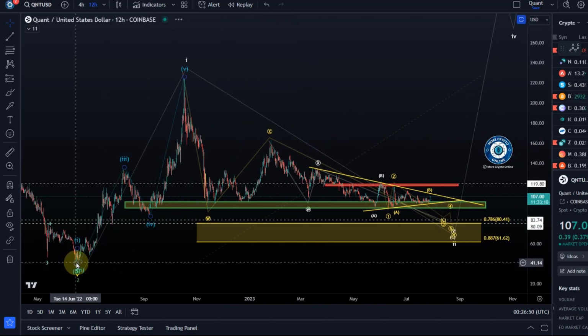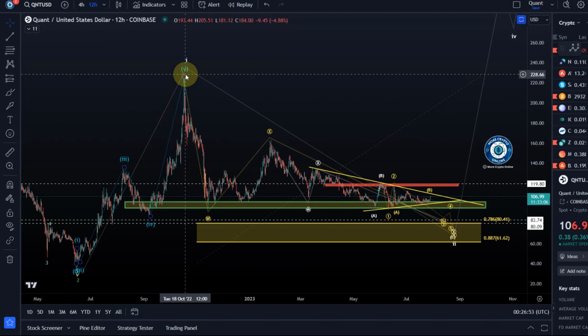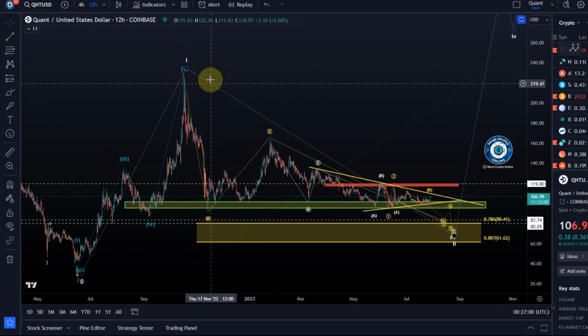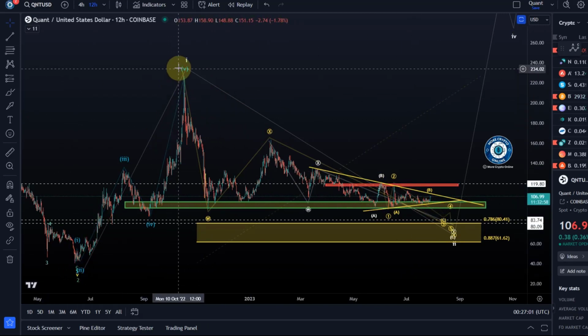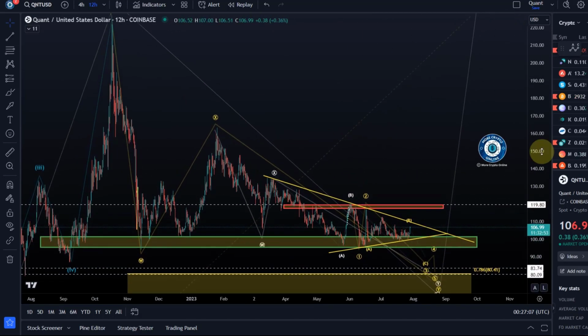You get this rally like here on the QNT chart between June 22 and October 22, and since then just a massive correction. And at the moment, I'm still counting this as a correction. So wave 1 to the upside, a wave 2 to the downside in a very complex correction.